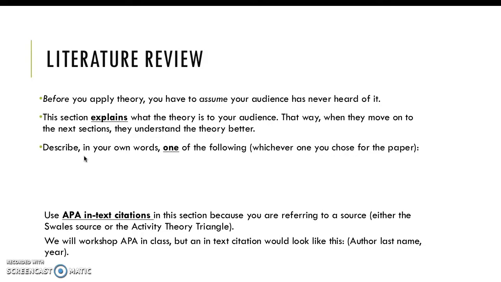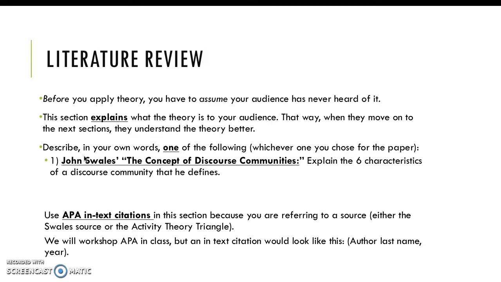So describe in your own words, meaning paraphrase, summarize the theory. One of the following: either the John Swales's concept of discourse community, where you explain those 6 characteristics that make up a discourse community he defines: goals, intercommunication, genre, all that stuff. Or if you chose activity theory, there's 6 components, especially one of them splits into 2, so make sure you describe that. What are those 6 components of the triangle? What do they mean?